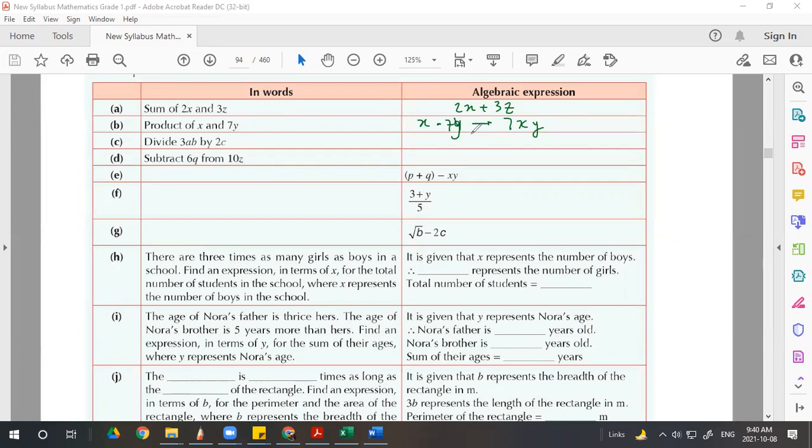Divide 3ab by 2c. Okay. 3ab divide by 2c. Subtract 6q from 10z. Hati-hati. 6q from 10z. Siapa duluan? Ayo, ada yang bisa jawab nggak? 6q or 10z dulu, guys?